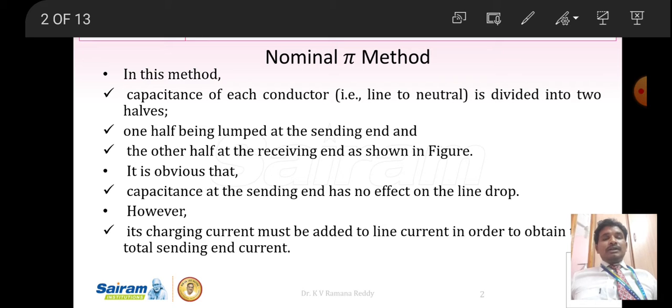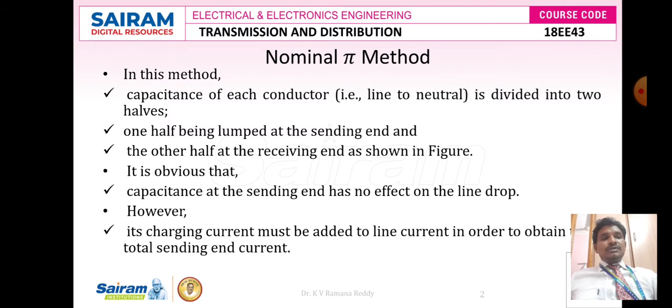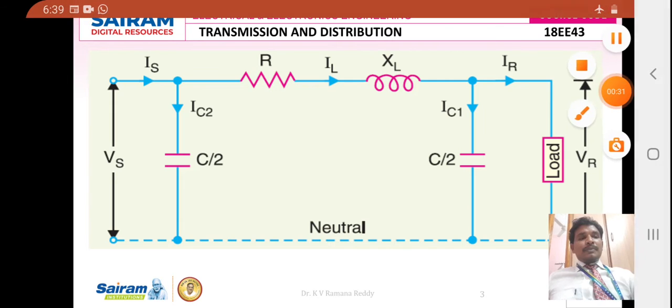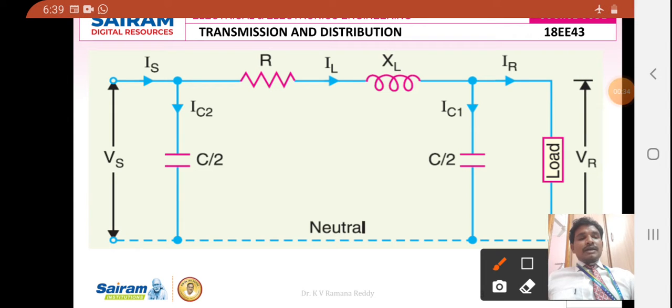So, in this method, the capacitance of each conductor, that is line to neutral, is divided into two halves as shown in this figure. Look at this figure. In the end condenser method, the capacitance is taken as a reference at the receiving end side. In the nominal T section method, the capacitance offered per unit centimeter of the conductor for a given length of the transmission line is taken as reference at the midpoint of the transmission line.